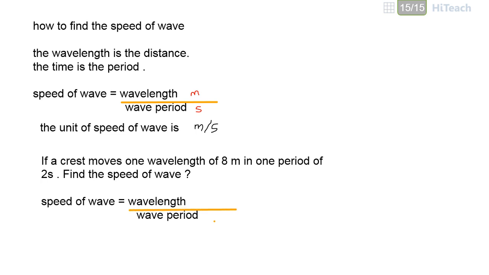Now let's continue. The next step is to solve the equation. What is the wavelength? The wavelength is 8. What is the wave period? Which is 2. Let's continue. 8 over 2, which is 4 what? Meter per second. This is the wave speed. This is the full answer now. You have to write the final answer with the unit, and you have to write the formula before you start solving this equation.